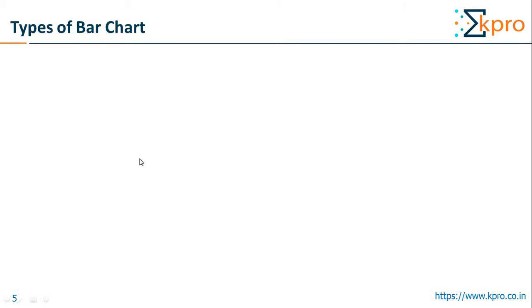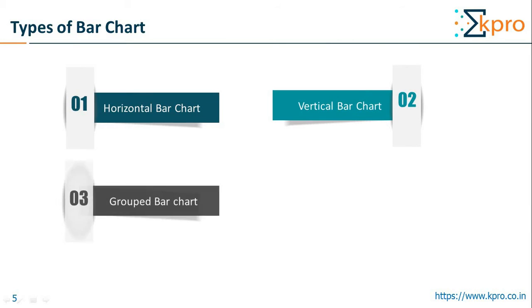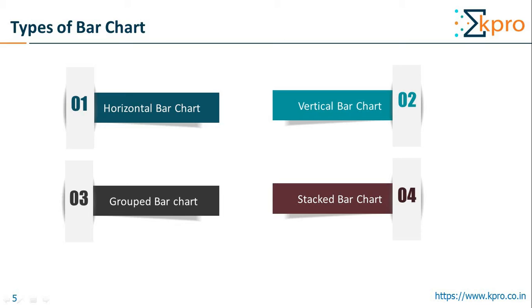Now we will learn different types of bar charts. We can classify our bar charts into 4 categories, and they are horizontal bar chart, vertical bar chart, group bar chart, and stack bar chart. Horizontal bar charts are those in which the bars are horizontal, which means the longer the bar, the larger the category. It is used when different categories have longer titles.